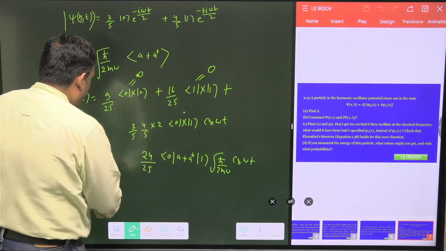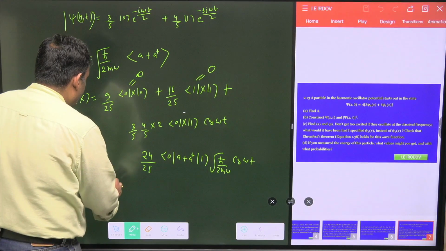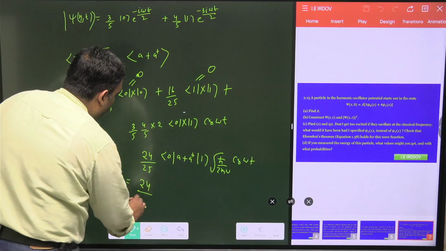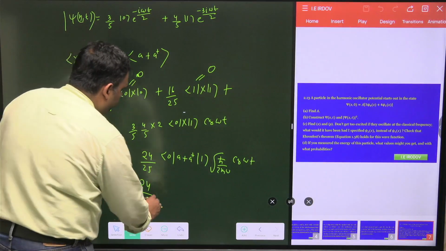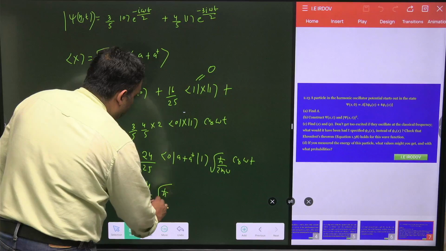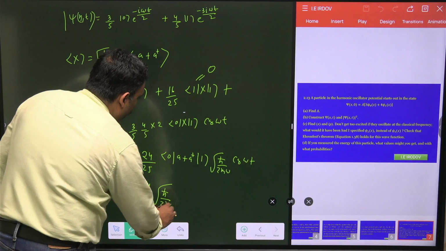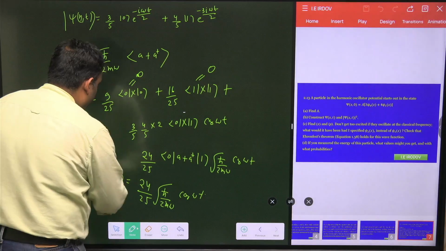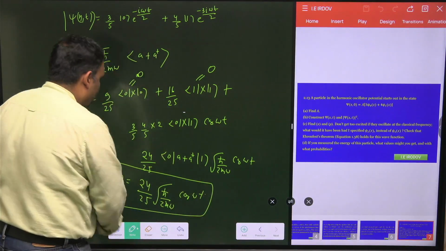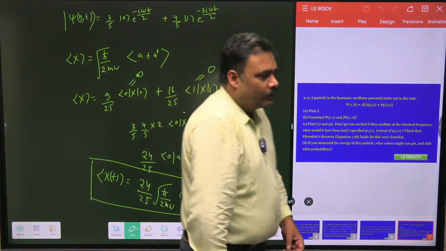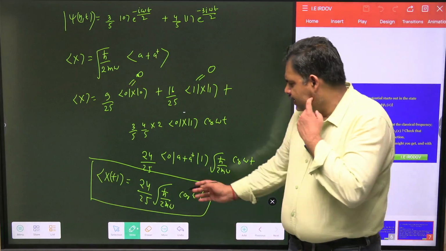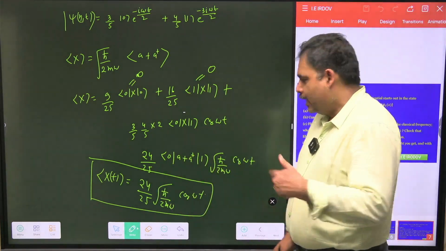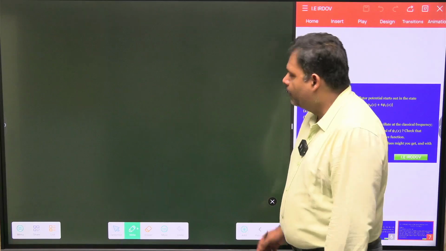So what we will get is the average value of x as a function of time, that is 24/25 times the amplitude ħ/2mω cos ωt. So this is our average value after time t. And we can easily see that at t = 0 we have some particular value. And how will we get the average value of momentum?